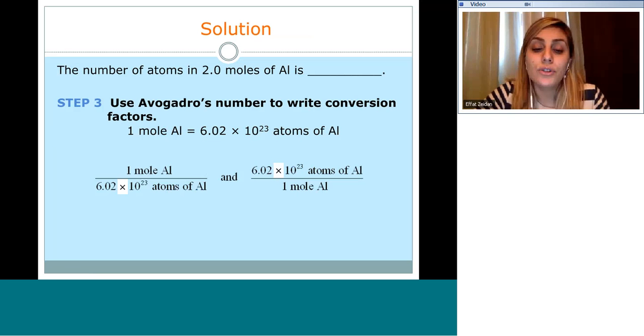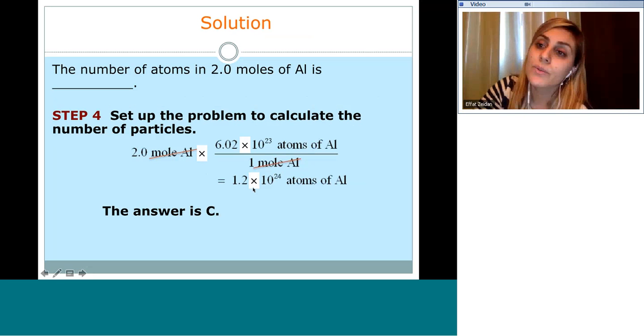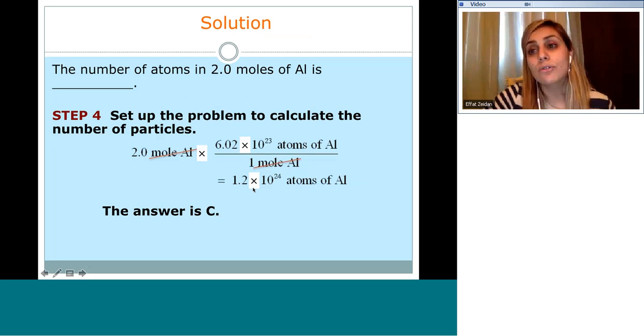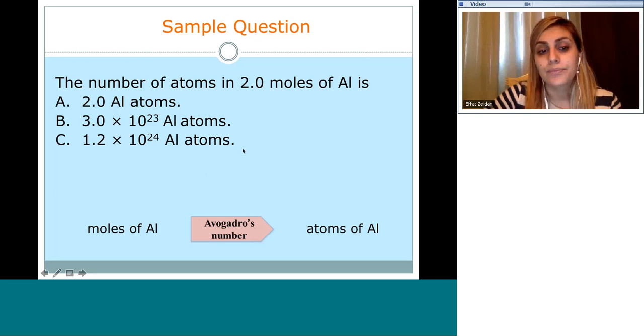We write our two conversion factors, and then we set up our equation. We have 2.0 moles of aluminum times this conversion factor, because that one has moles in the denominator, so it would cancel. Therefore, it would be 2 times that, which would be 1.2 times 10 to the power 24 atoms of aluminum. So the correct answer would be C, guys, okay?